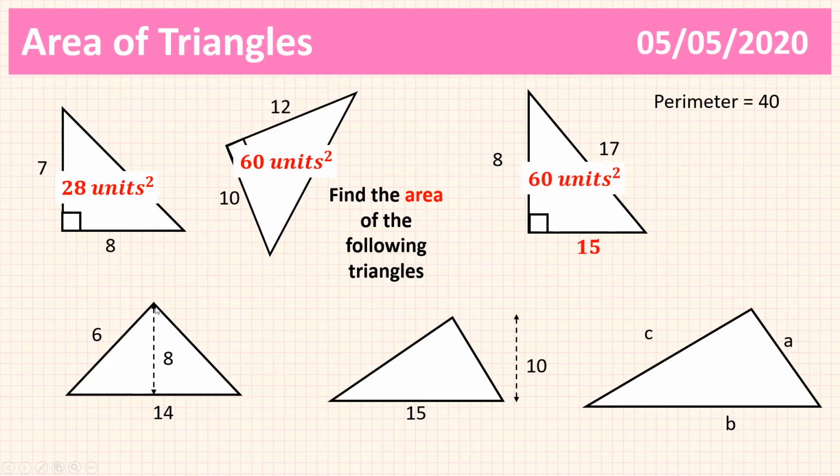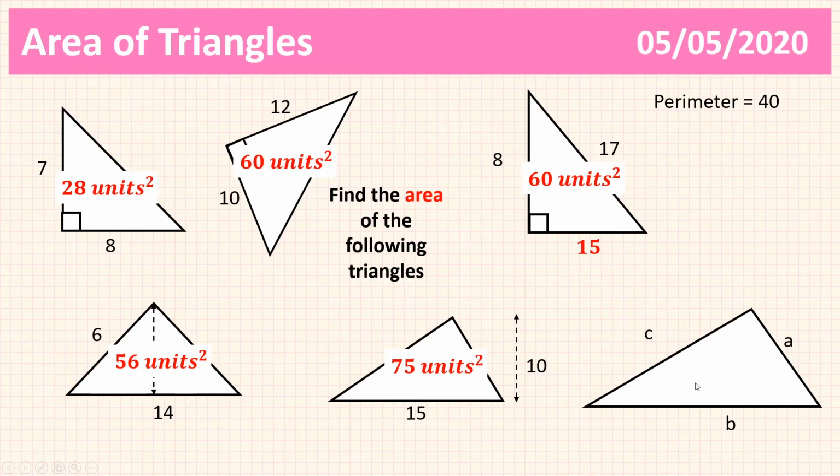For this one, we're given the perpendicular height, which is 8. We can completely ignore this 6. It's not perpendicular. We don't want to use it. So we do 8 times 14 divided by 2, which gives us this answer, 56. And for this one, we do 15 times 10, because 10 is our perpendicular height, to get the answer of 75 units squared.